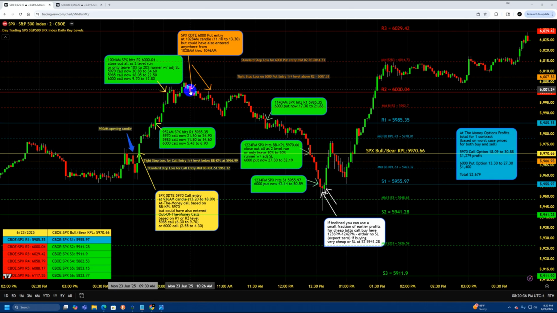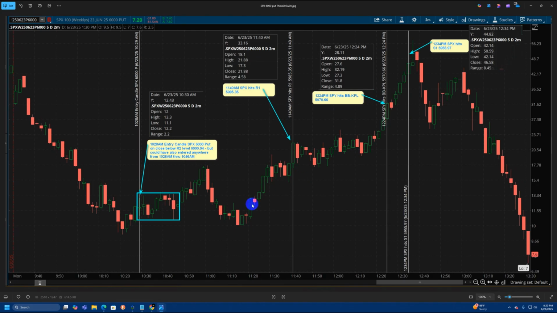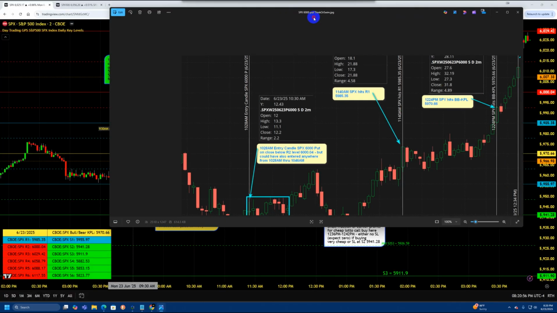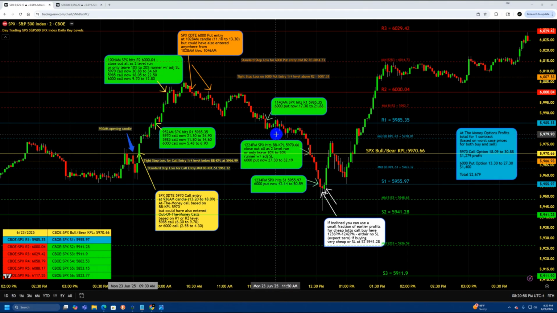So just going back to this here, 10:28 to 10:30 candle for the entry. However, you could have gotten in, as I pointed out here, 10:28 through 10:46 at relatively the same price. If we go back and look at this, that's what this rectangle is here. This here, the pricing was basically the same range throughout that time period. Then we have the 11:40 hit here of R1, and then the 12:24 hit here of the bull bear key price level, and then the 12:31 S1 hit.